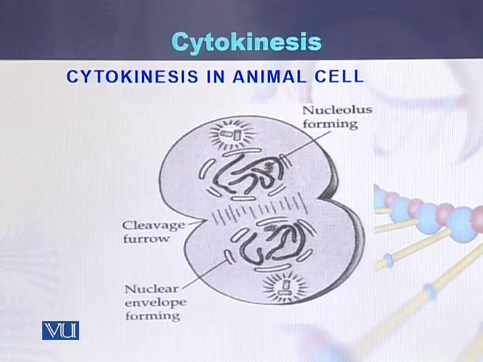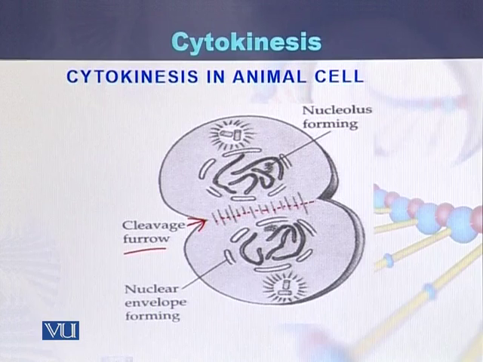In this diagram, we can see how an animal cell is converted into two cells with the help of cytokinesis. In the middle, there is a cleavage furrow. This cleavage furrow pinches the cell membrane, and ultimately from this point, the cell is converted into two daughter cells.